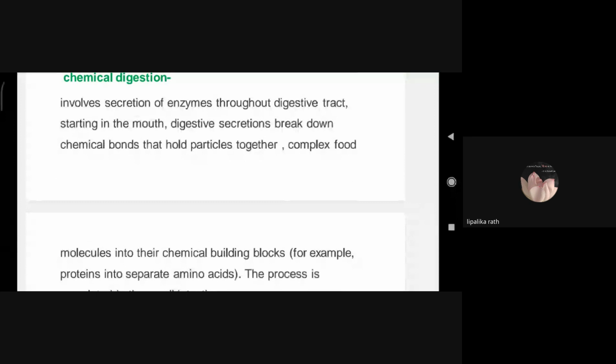When the food is in the mouth, it is mixed with saliva. Saliva is itself a chemical. Then it comes to the stomach, where different gastric juices are secreted and mixed. Then it comes to the small intestine. Here also different digestive juices are mixed. So these chemicals help the food to break down. For example, protein is broken down into amino acids.